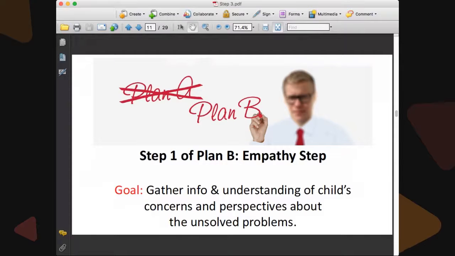So there's 3 steps with Plan B. And the first step is called the empathy step. And this is really important because this is going to help you gather information and try to really get to understand your child's concerns, their perspectives about the unsolved problem.